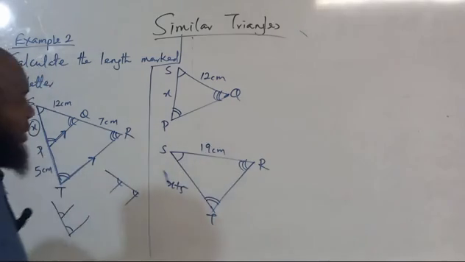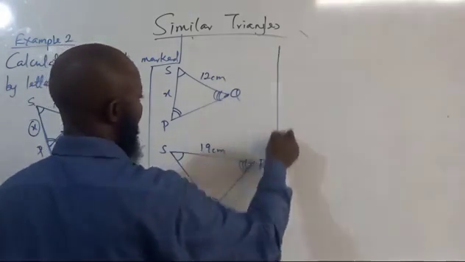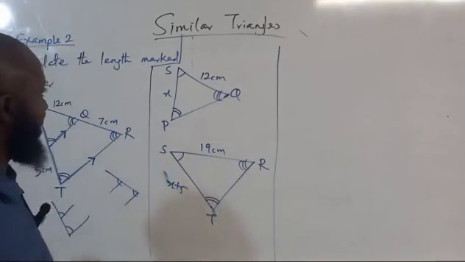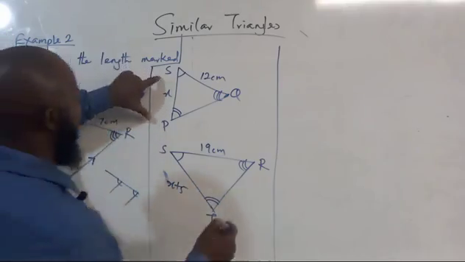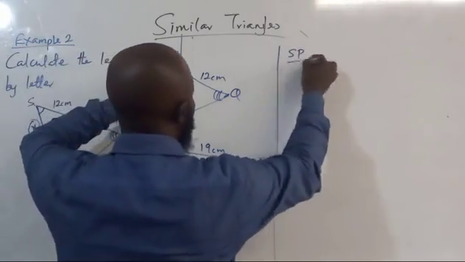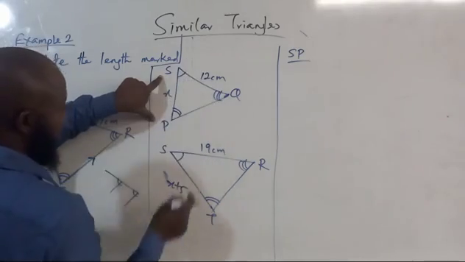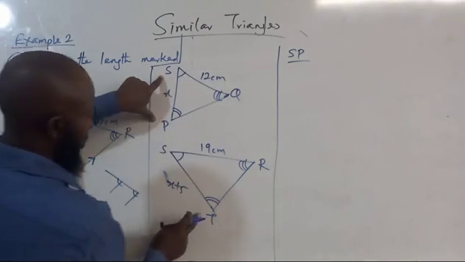So the next stage is to write out the ratio of corresponding sides. Let's start with this. SP corresponds to, that is 1, 2, 1, 2, corresponds to what? ST.